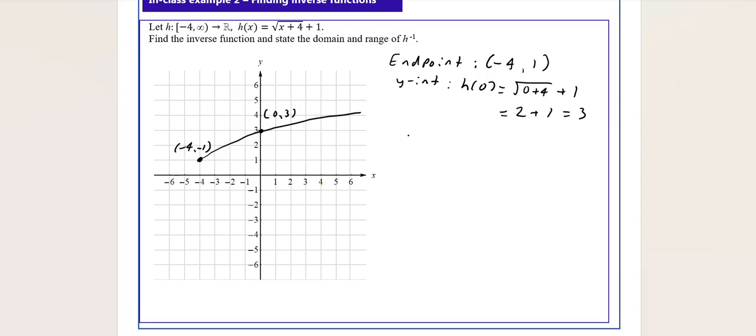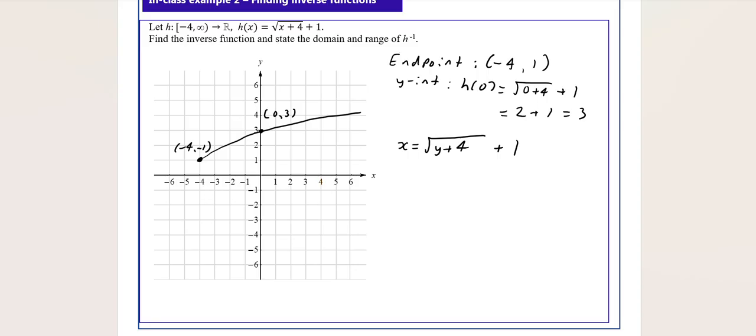So to get the inverse function, I do like before. Where there's an x, I put a y. Where there'd be a y, I'm going to put an x. So it's going to turn my equation into x equals the square root of y plus 4, plus 1. I've replaced the x with a y, I've replaced the y with an x.